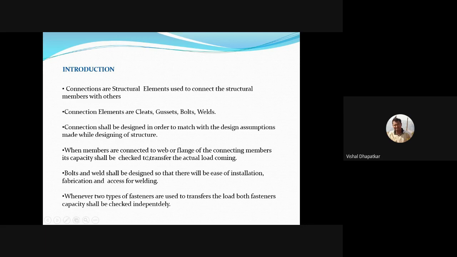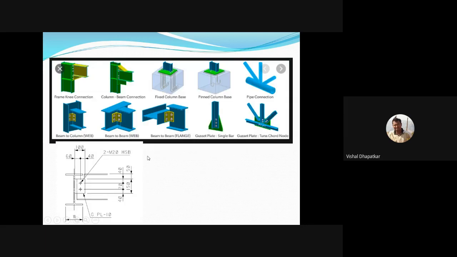Okay. And these are some types of the connections. Here you can see this frame knee connection, which can be called a moment connection with a haunch. In this case, it is the top of the column where bolting is provided and a haunch is provided to transfer the moment. This is a column beam connection, similar to the moment connection.